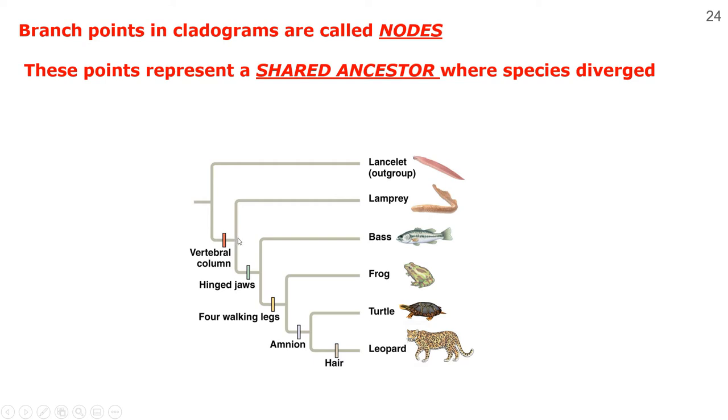And so this ancestor is basically like, I don't know, the grandpa to everybody else on this side. And so everyone that is downstream of that has that derived trait. That shared ancestor is the one that first evolved the vertebral column. As we go along, a different ancestor, separate from the one that went this way, evolved a hinged jaw. So therefore all of its descendants have a hinged jaw. So each of these nodes represents a separate ancestor that has a separate derived trait. So those are the nodes.